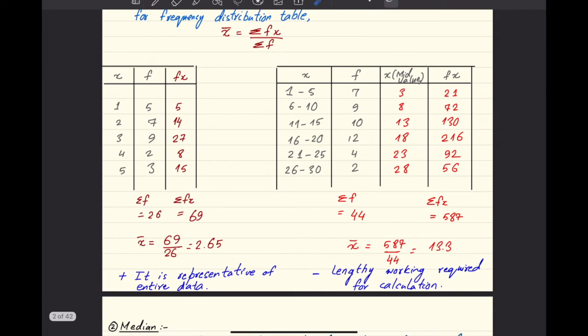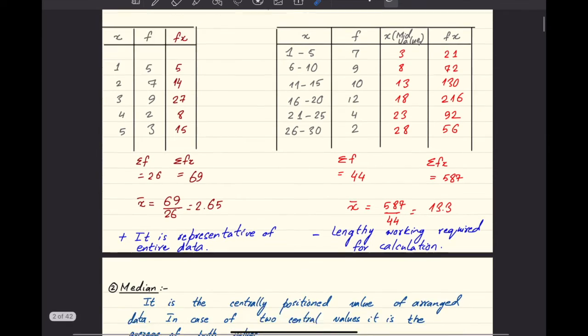The advantage of the mean value is that the calculations use a representation of every value of data. The disadvantage is that it requires lengthy working for calculations.